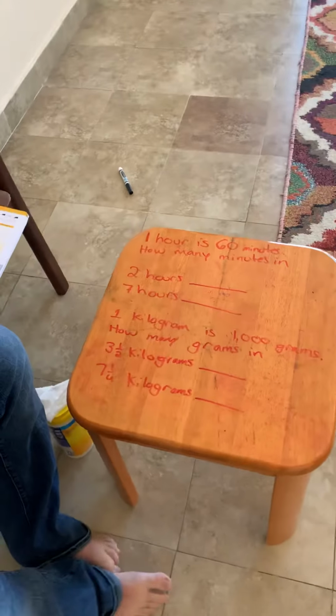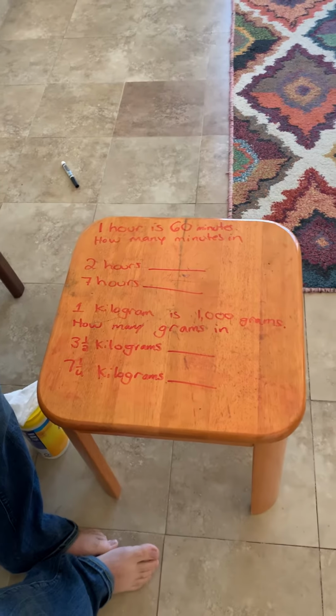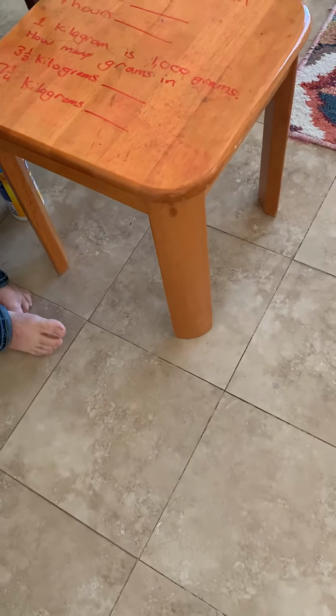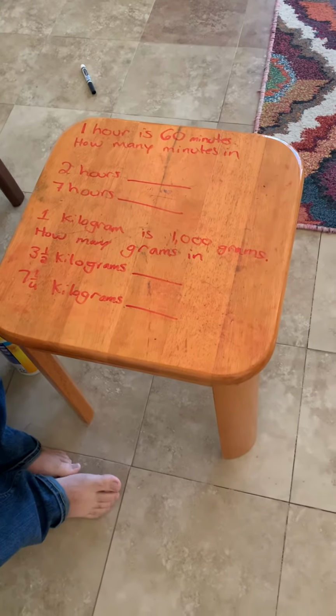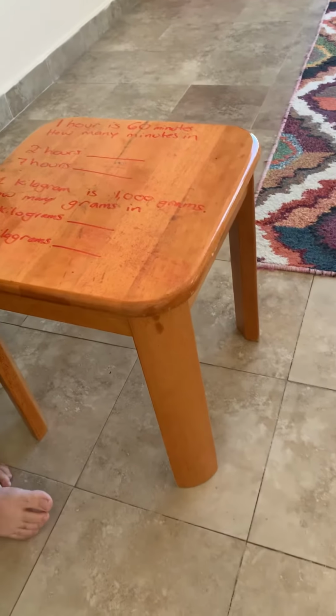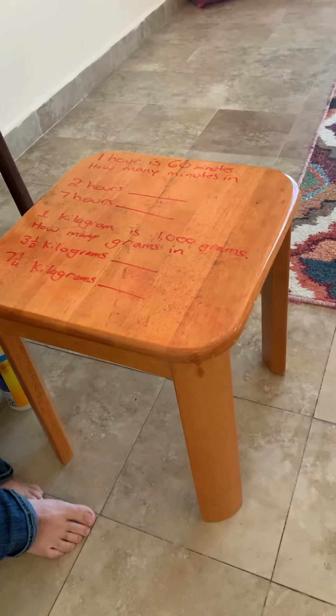First one says, 1 hour is 60 minutes. How many minutes in 2 hours? And then in 7 hours. 1 kilogram is 1,000 grams. How many grams in 3.5 kilograms? And 7 1/4 kilograms. So, pause the video, take a second, try to solve it for yourself before I give you the answers.